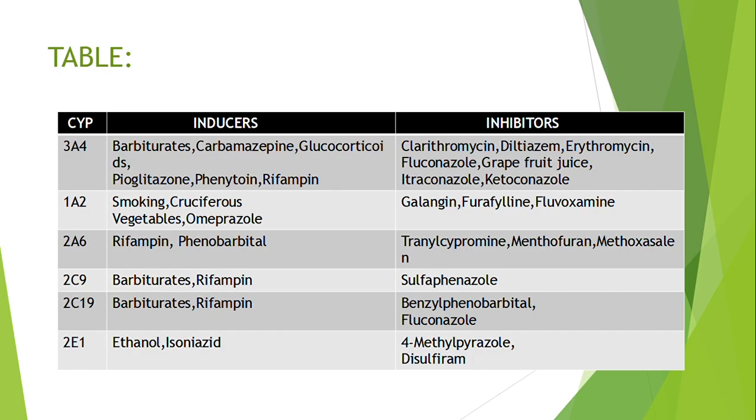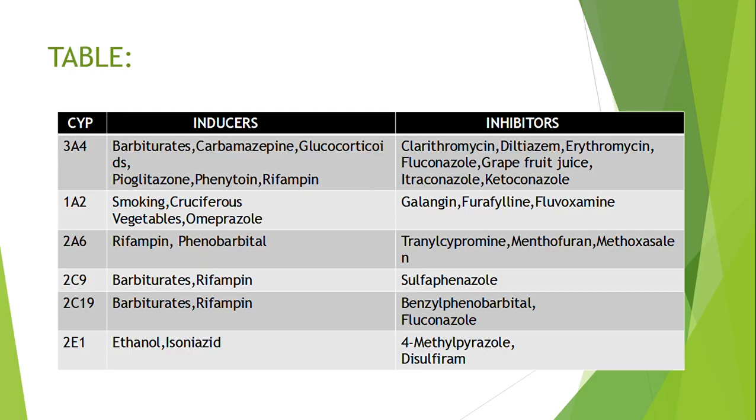Then this table shows the CYP inducers and CYP inhibitors. CYP3A4 inducers are barbiturates, carbamazepine, glucocorticoids, pioglitazone, phenytoin, rifampin. CYP3A4 inhibitors are clarithromycin, diltiazem, erythromycin, fluconazole, grapefruit juice, itraconazole, ketoconazole. CYP1A2 inducers are smoking, cruciferous vegetables, omeprazole, and CYP1A2 inhibitors are galangin, furafylline, fluvoxamine.